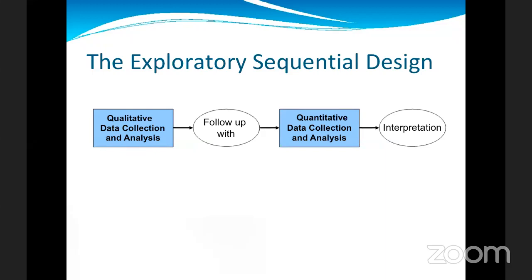Then the third type of design is the exploratory sequential design. This is the opposite of what I explained earlier. That is, it will start with qualitative data and follow it up with quantitative data.